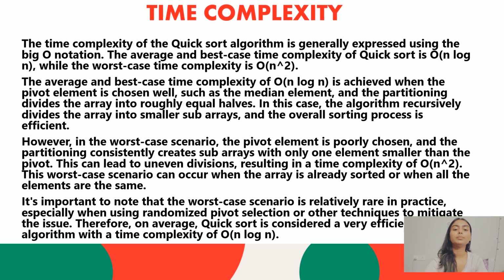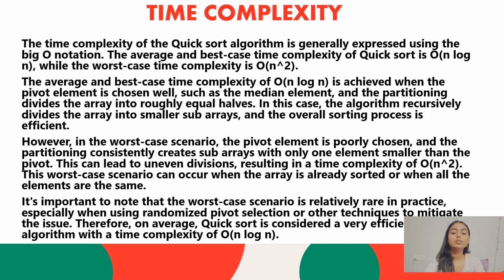The average and best case time complexity of O(n log n) is achieved when the pivot element is chosen well, such as the median element, and the partitioning divides the array into roughly equal halves. In this case, the algorithm recursively divides the array into smaller subarrays, and the overall sorting process is efficient.